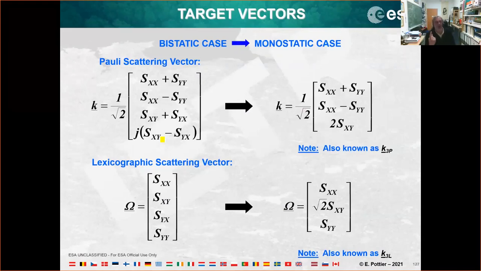I shall get only one eigenvalue, non zero. The other eigenvalues are equal to zero. Okay, so this is a rank one matrix. This is what we call a pure target.